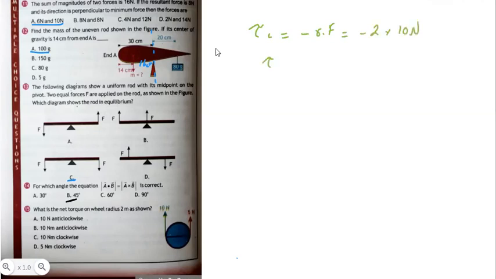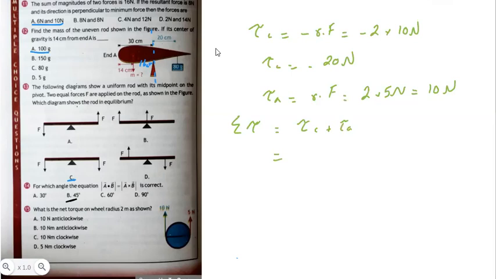So the clockwise torque is equal to minus 20 Newton meter, while the anti-clockwise torque will be equal to r cross F, which will be equal to 2 into 5, which is 10 Newton meter. So the total torque, the sum of all the torques, will be equal to the clockwise torque plus the anti-clockwise torque to get the net torque.